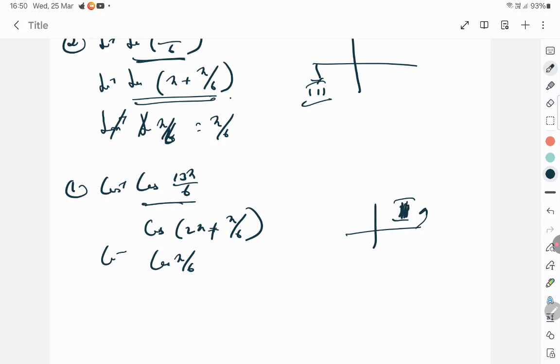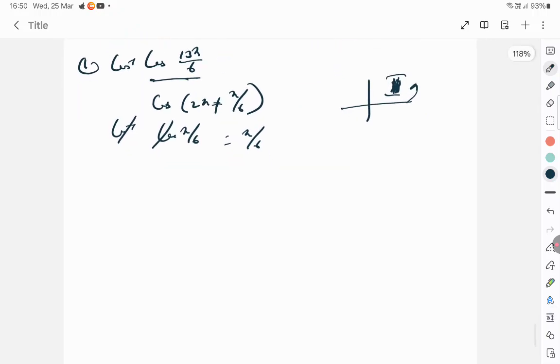Yeah. And a cos inverse can be brought down, and so the answer is simply pi by 6. There's no negative argument or anything here. So that was easy. So let's go to example 13.